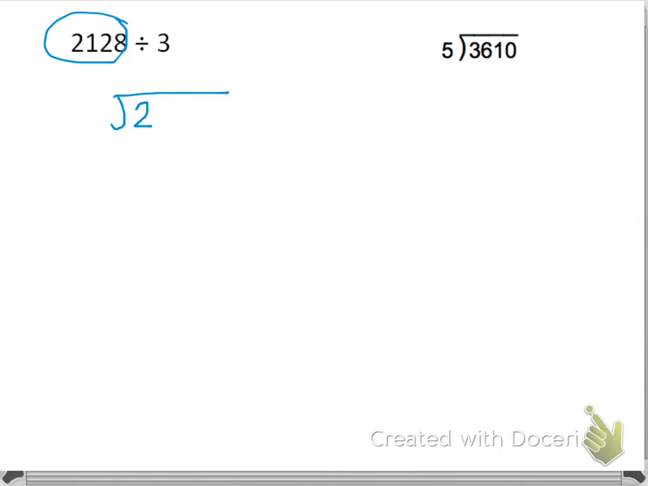So write the first number inside, because that's your dividend, and then your divisor goes out front. All right, let's get started. Our first step is to divide. Can 3 go into 2? No, it can't. Can 3 go into 21?